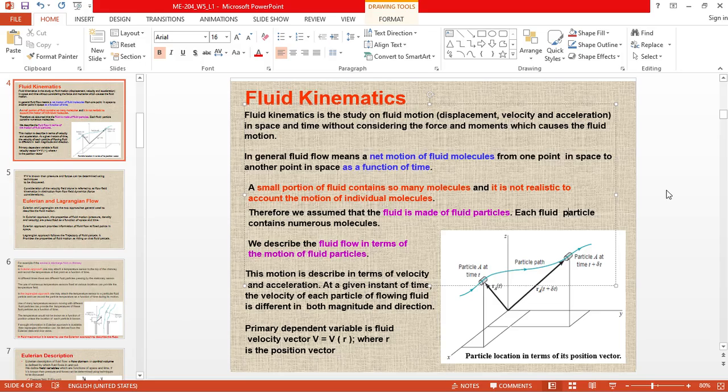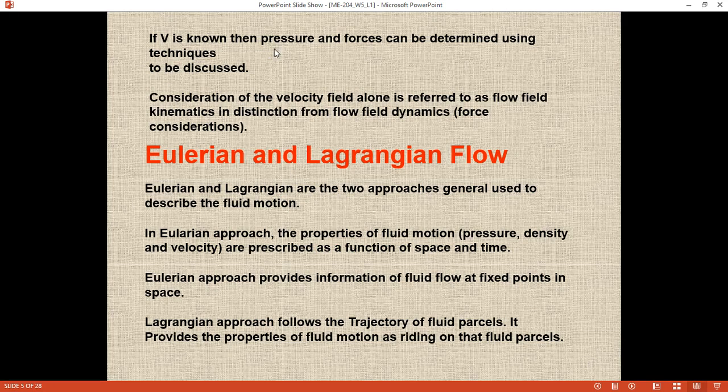So if V is known, then pressure and force can be determined using techniques to be discussed. If you know the velocity, then we can find the pressure and other forces by using different techniques that we will study. Consideration of the velocity field alone is referred to as field kinematics, in distinction from flow field dynamics, which involves force considerations in fluid dynamics.